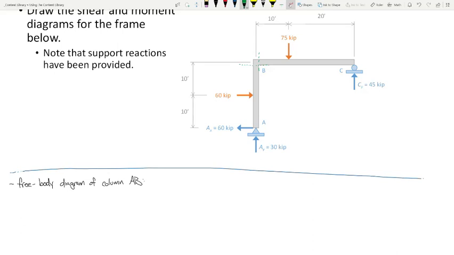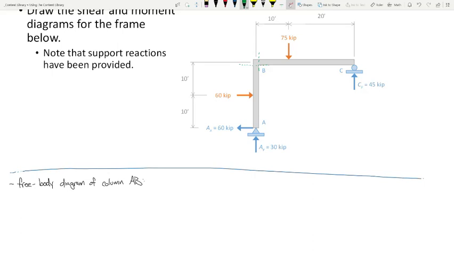Now I want to be clear on something when I cut this section. Am I cutting through a hinge? No, there's no hinge at point B. So if I'm not cutting through a hinge, how many unknowns am I going to have at this section cut? 3, right? I'm going to have a vertical, a horizontal, and a moment, because from an analysis perspective, I'm cutting through an arbitrary point in the structure. Now, it's not arbitrary from a strategy perspective. I made a conscious decision to cut the section at B, but it's not a hinge. It's not a location that has a release.